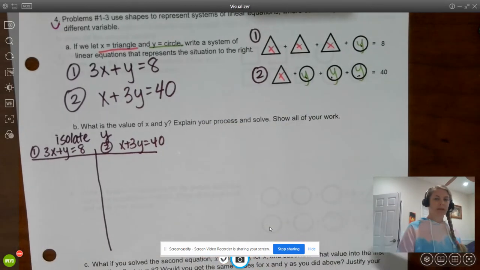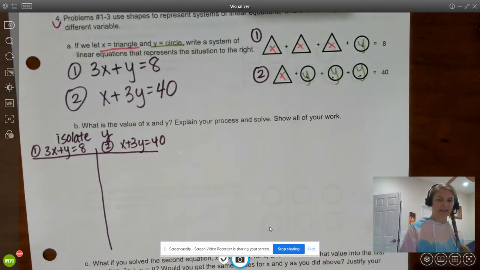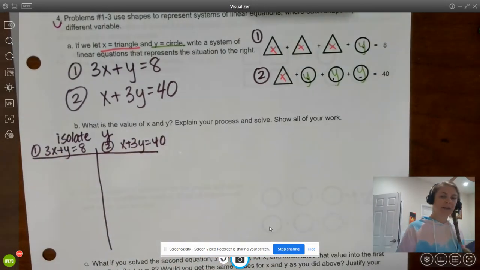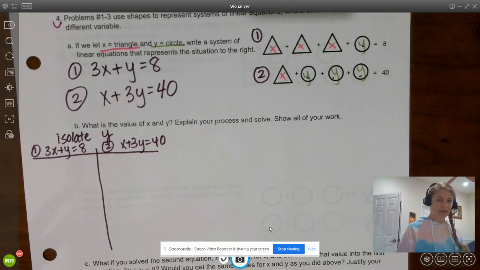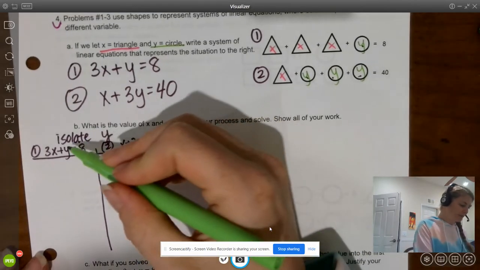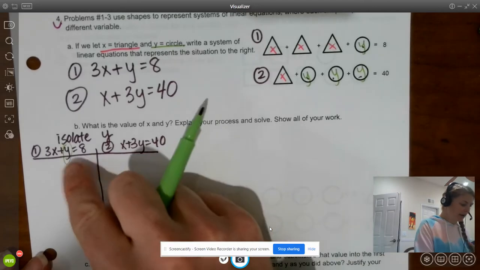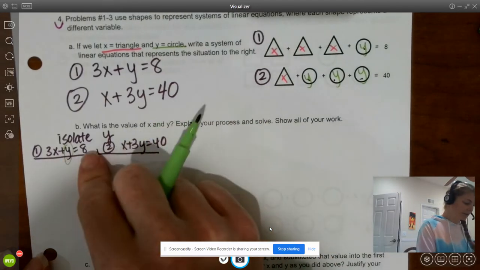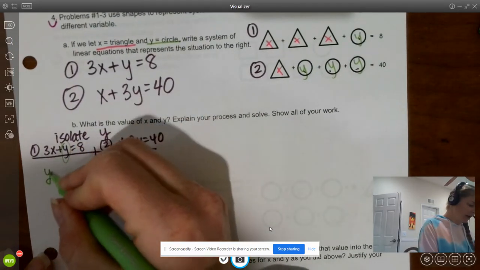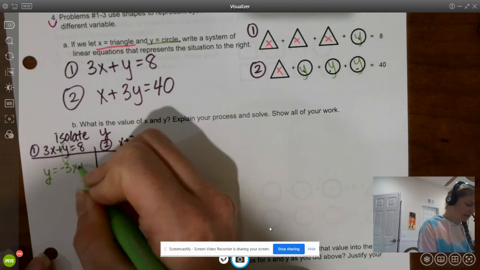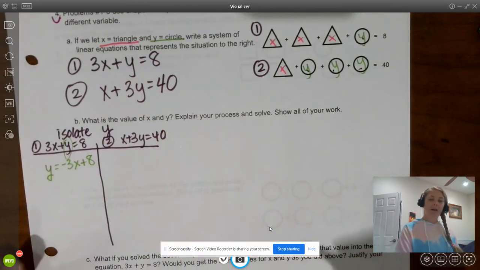This is important because we want to make sure we're using both equations to solve the system, not the same equation twice. If you use the same equation twice, you're always going to end up with infinitely many solutions, so this helps you avoid that mistake. So like I said, we're going to isolate y because y looks very simple to isolate here. Its coefficient is 1, so we're going to subtract 3x from both sides, and we get y is equal to negative 3x plus 8.